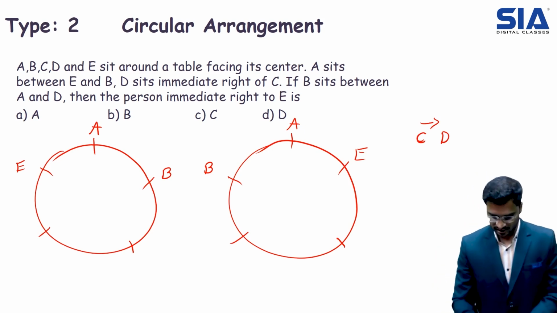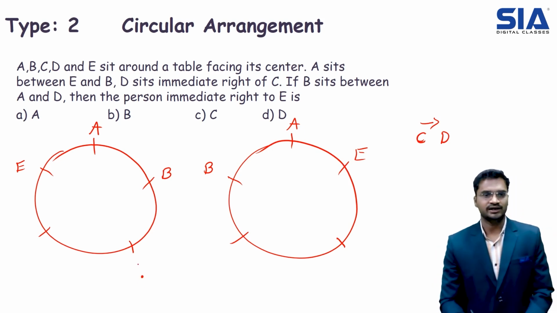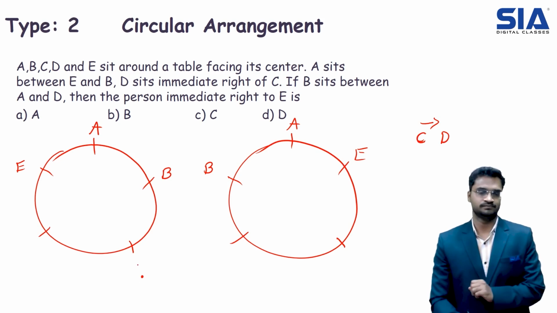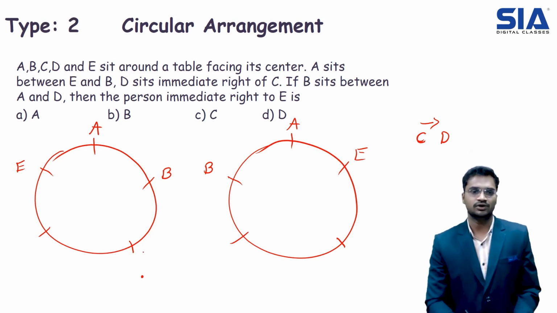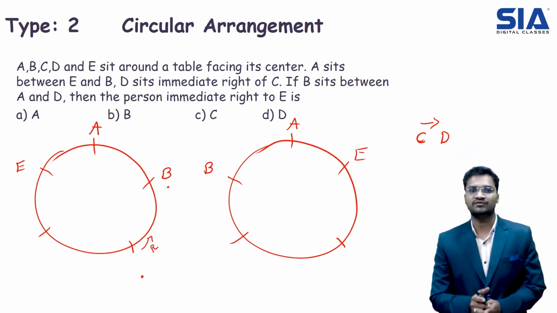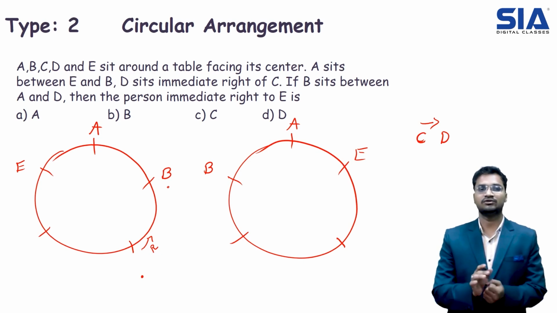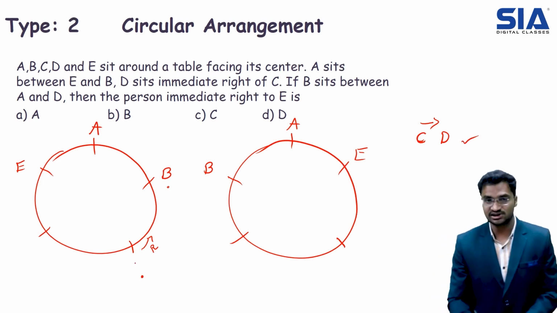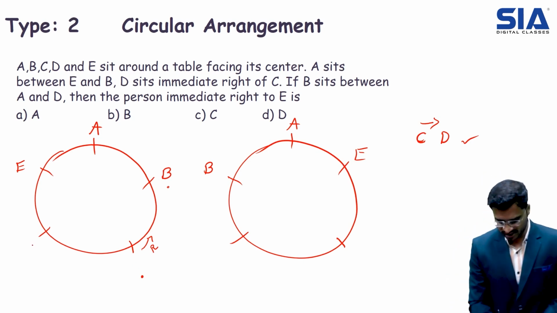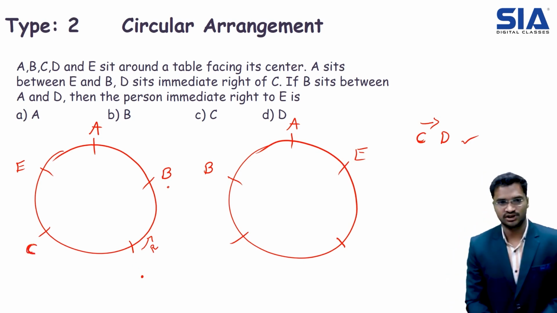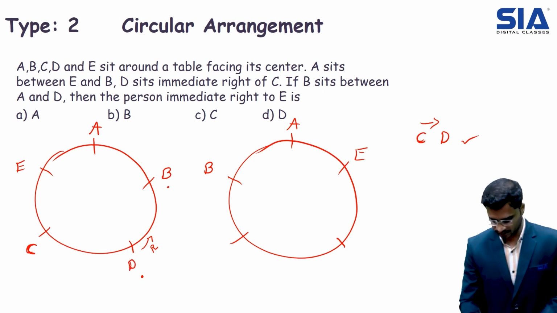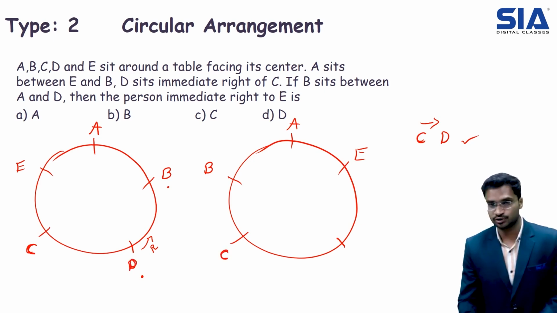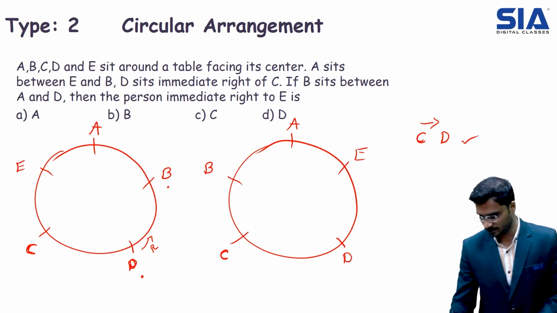If I take the person C here, to the immediate right of C, who is sitting? To the immediate right of C, B is sitting. But in our question, he said that to the immediate right of C, D should sit. So the person C cannot sit here. He should sit here, then D will be coming here. In the second one also, C should sit here and D will be coming here.